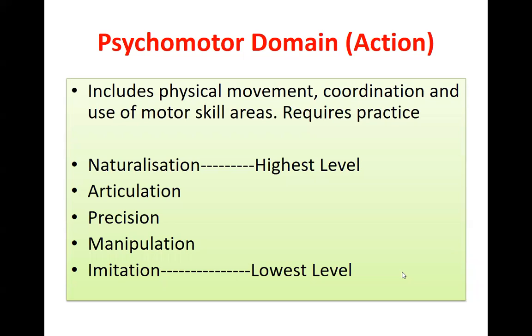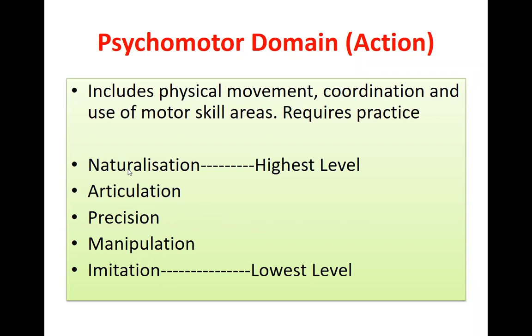Then the psychomotor domain includes physical movement, coordination and use of motor skill areas, and requires practice. For example, take practicing cycling. If you want to learn cycling, first you will imitate, which is the lowest level. Then you make manipulations of the movements. Then you make precise movements and you'll be cycling. Then comes articulation, where you can move say 1 or 2 kilometers by using a cycle.